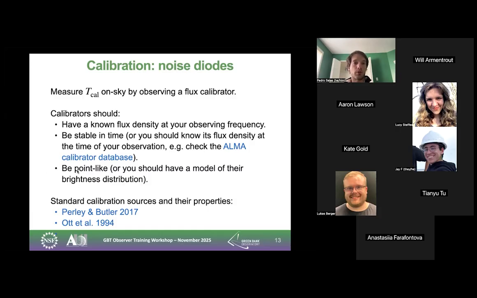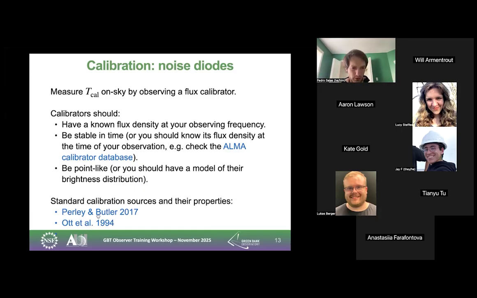And very importantly, the source you're observing must look like a point to the telescope. So it must be smaller than the telescope beam. Otherwise, you need to take into account also how much of the source you're looking at, or what part of the source. Things can get complicated pretty fast. So just use a small source. And in Perley and Butler, there's plenty of good sources all over the sky. It shouldn't be an issue to find one during your observations.